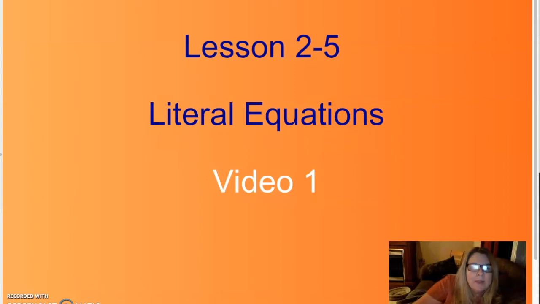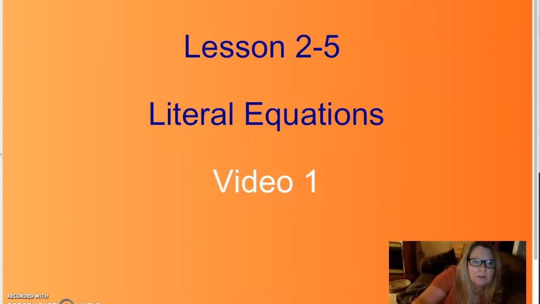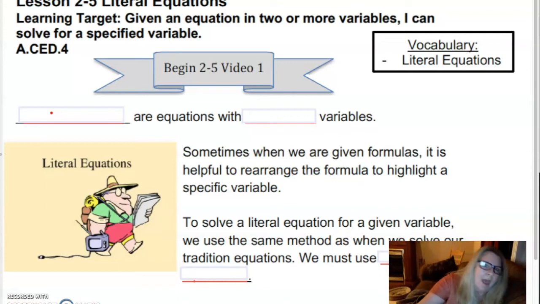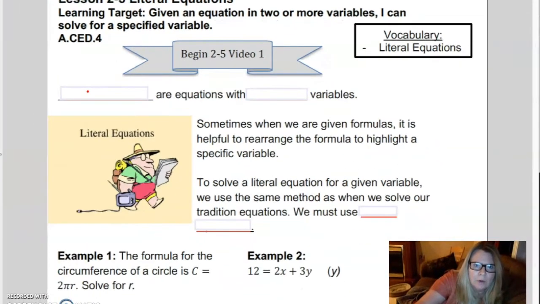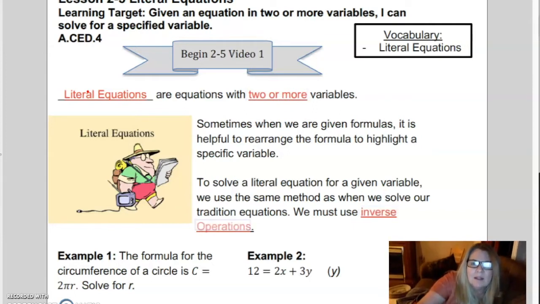Guys, this is Miss Smith, and today we're looking at Lesson 2.5, Literal Equations. So if we're going to look at literal equations, we have to know what that is. We probably have not heard the word literal equation before, and so we need to be able to define what that is. And literal equations, guys, are just equations that have two or more variables.